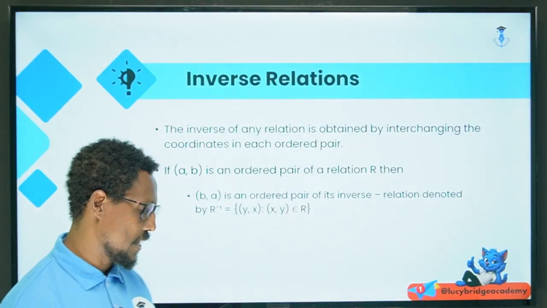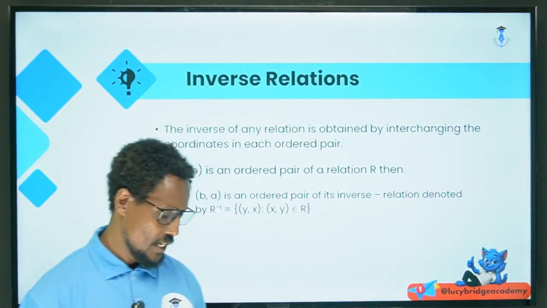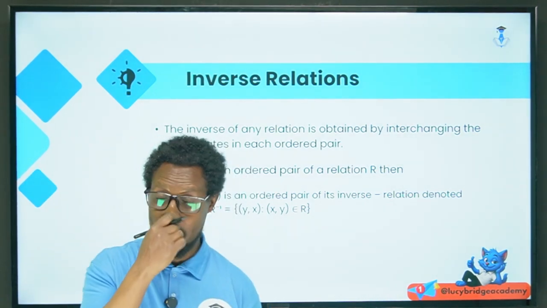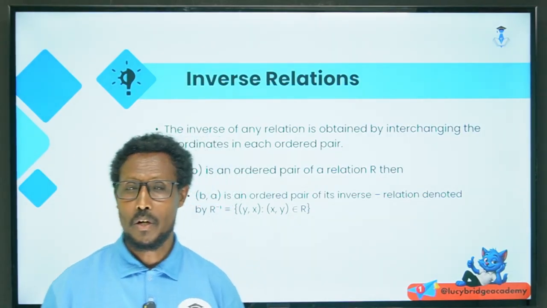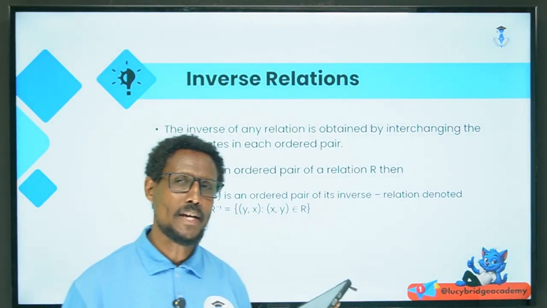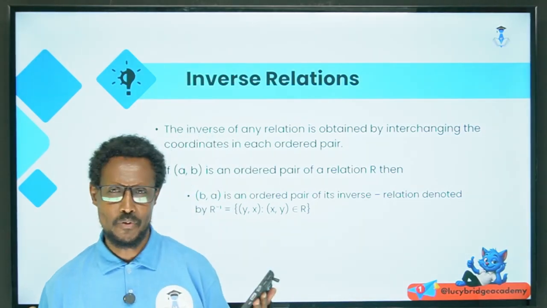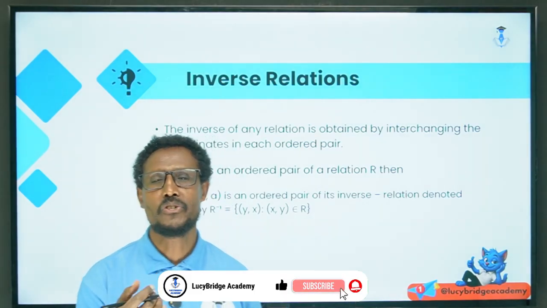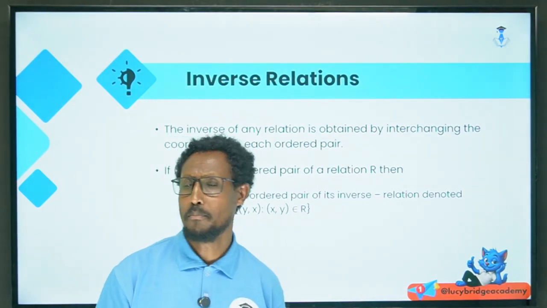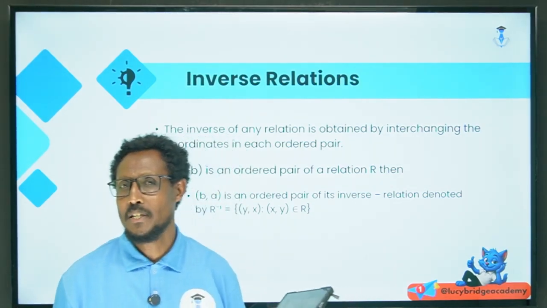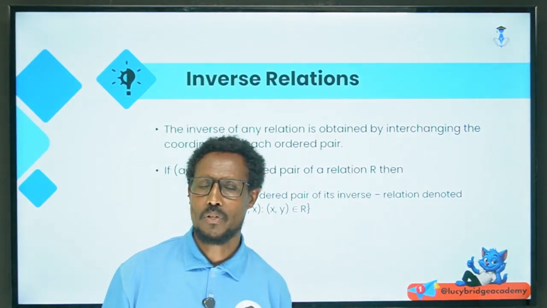Inverse of relations. The inverse of any relation is obtained by interchanging coordinates in each ordered pair. We have seen relation R. If the ordered pair (x, y) is an element of R, the inverse will be what? (y, x). Interchanging x and y, you can find R inverse, or the inverse of a given relation.